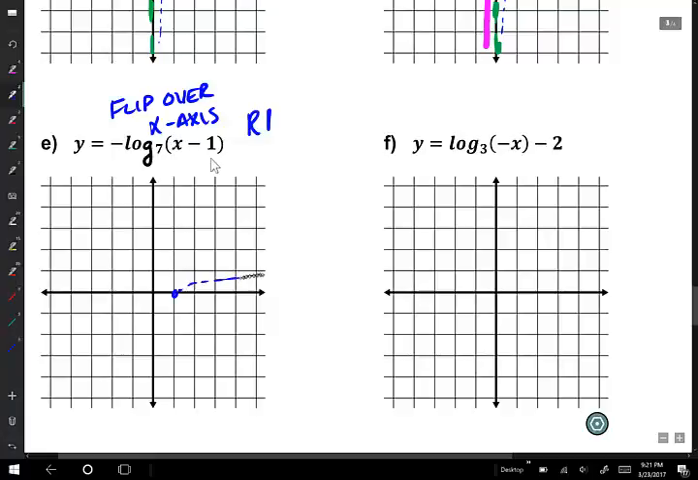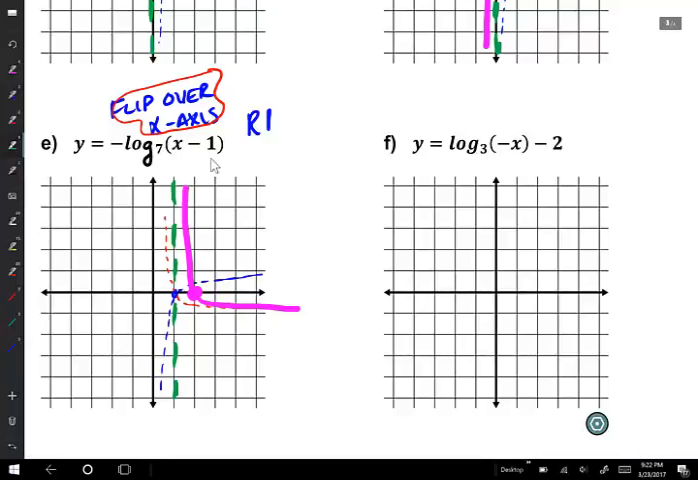So here's our parent function. We flip over the x-axis. So I'm going to make that into red. Here's the flip over the x-axis. I'm going to circle that because that's the flip. And then right 1 in purple from that point. So we're going to go shaped like the red graph, but our asymptote has moved 1 unit to the right. So our asymptote is the equation x equals 1.